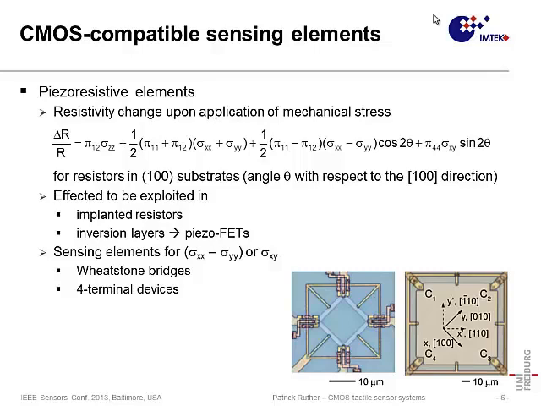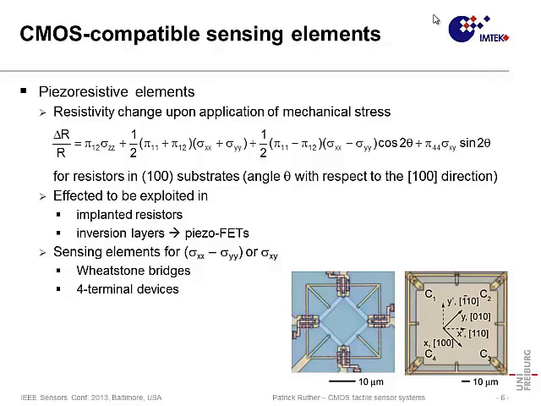Now, these systems are then used as Wheatstone bridges, and this here is an example of a FET-based Wheatstone bridge, where we see 4 contacts and the respective contacts to the gate electrode. On the other hand, we can also realize 4-terminal devices, and here on the right-hand side, this example shows an implanted N-well resistor. In this case, it's an N-well resistor used to monitor in-plane stress.